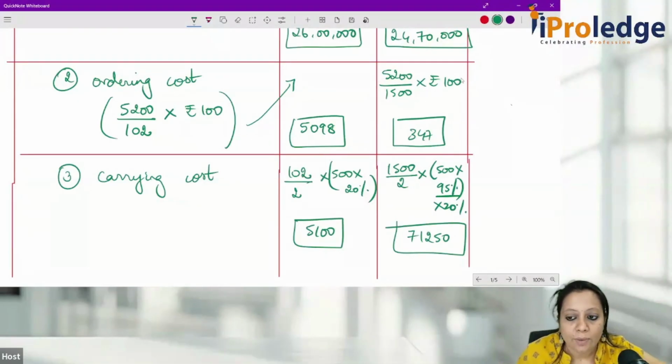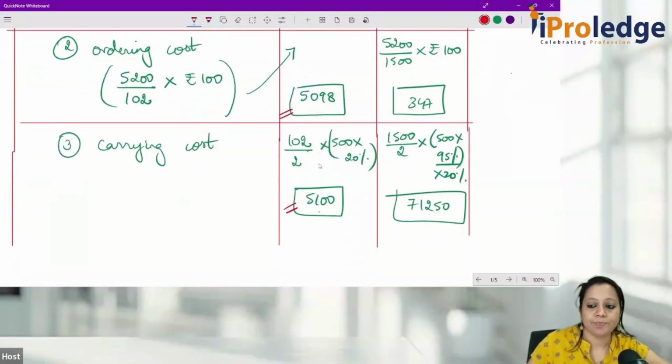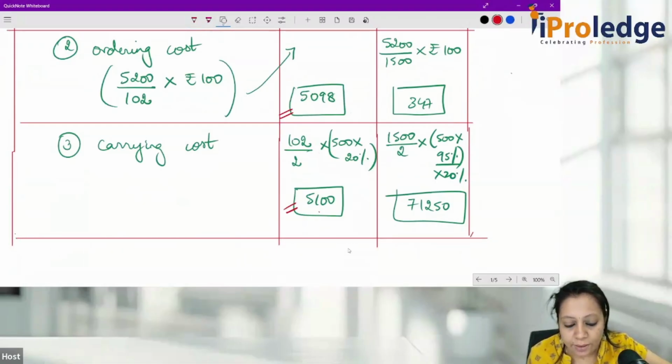And how will you cross verify for such problems? Generally speaking, ordering cost and carrying cost will be the same in EOQ. 5098 is same as 5,100. So they will be same in EOQ. Okay. So now we will calculate the total cost and then we will decide which is better.